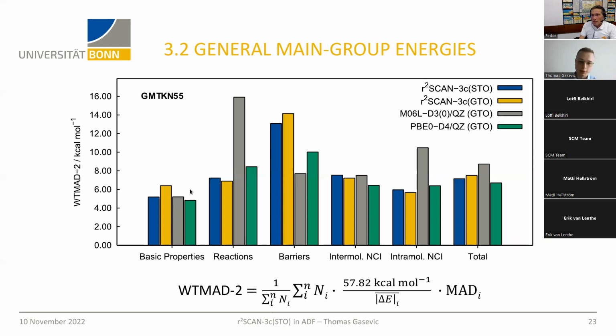Now, if we compare for basic properties, the r2SCAN-3c STO with a hybrid PBE0, we see that there's almost no difference at all. So that's really nice. For reactions, it's even a bit better, while another meta GGA such as M06L fails here. For barriers, it's the opposite, but here it's expected as hybrids just yield better results for barriers. Then for inter and intramolecular non-covalent interactions, it's also almost the same if you compare r2SCAN-3c with PBE0, which is really nice. And also in total, the weighted MAD is only slightly worse than with PBE0, so that's really impressive, I would say.